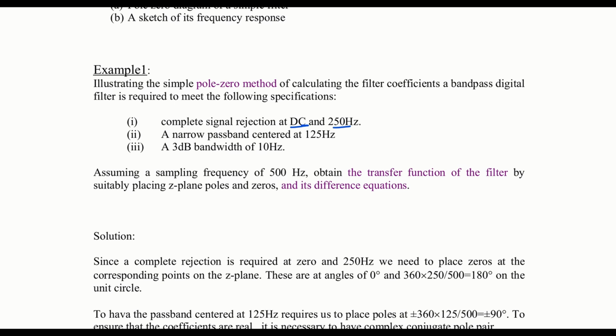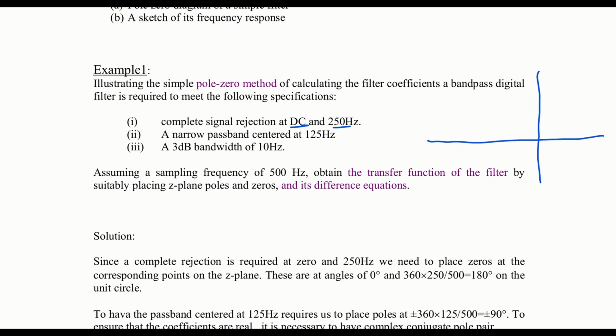Now we are looking for complete signal rejection, that is, complete attenuation at DC and at 250 hertz, right? And a narrow bandpass which is centered at 125 hertz and a 3 dB bandwidth of 10 hertz, right? So the requirements are, should I say, a bit stringent, but let's see. It means that the filter should have roughly a characteristic like this.